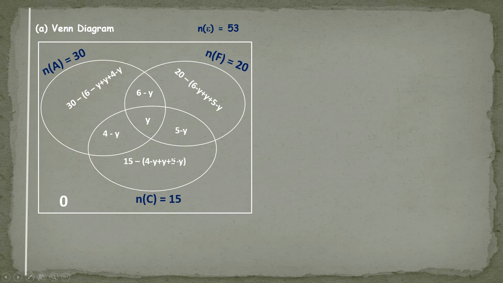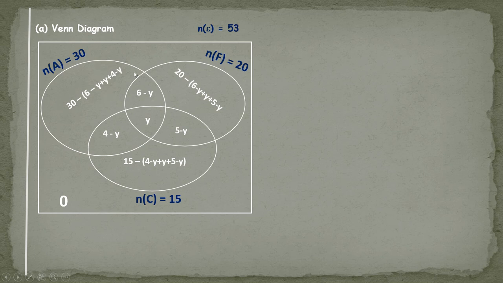If you want, you can work out this one independently. You can put it here. Number of A only, you simplify that. Number of F only, you simplify it there. Number of C only, you simplify it. There will be no problem with that. So we now proceed to add everything here and equate to 53.